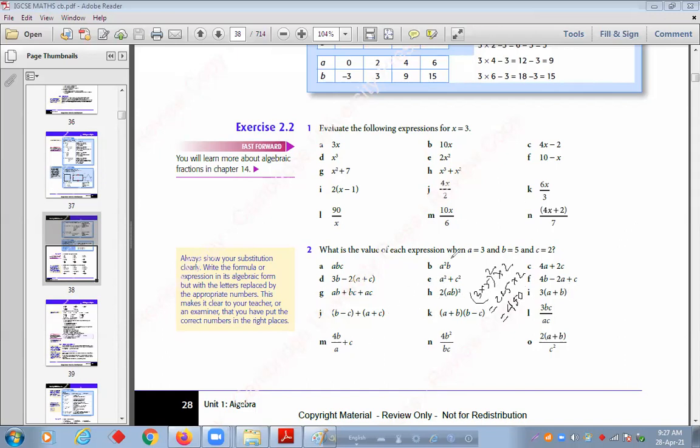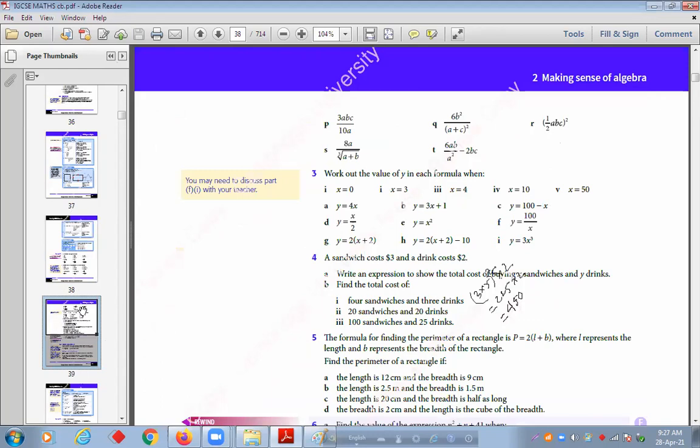Any more portion or you have doubt? If no, then we'll go for next. Yes, sir. Sir, I have one. 2.2, question number 2S. Okay, that means this one. Here also you put the value of A and B.